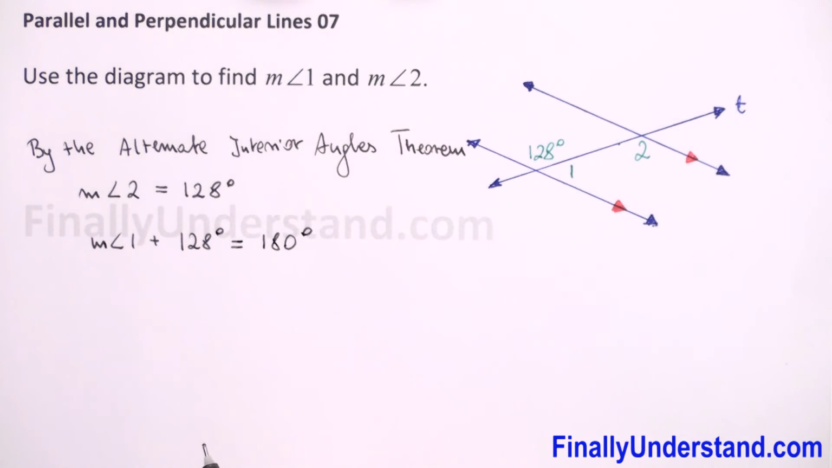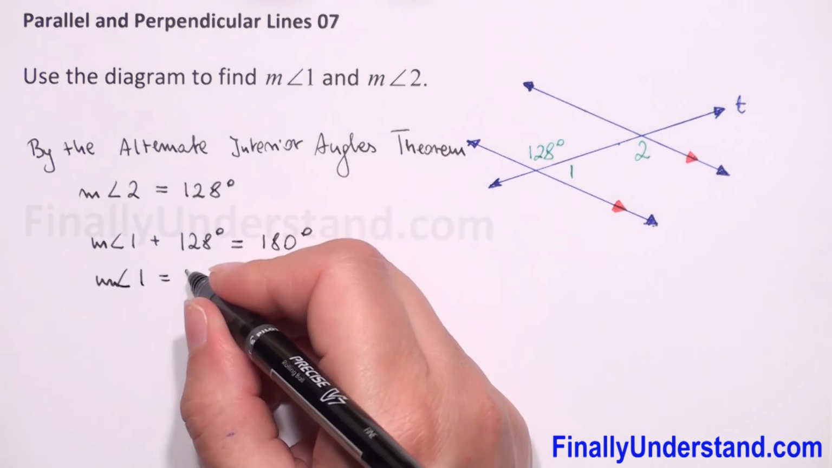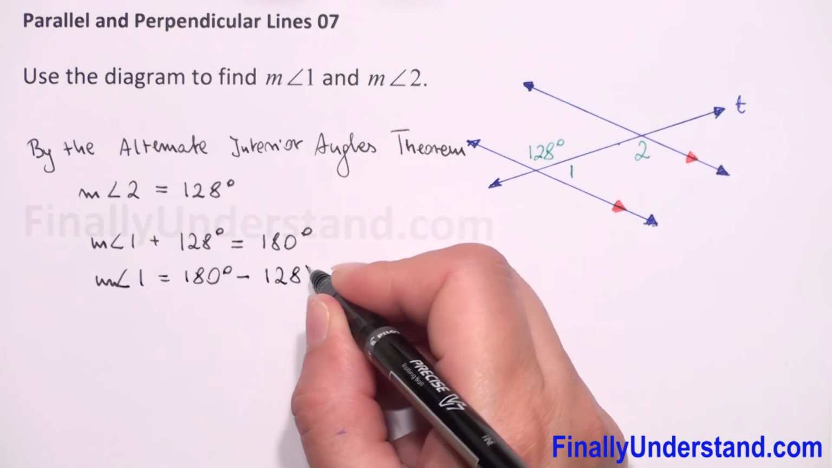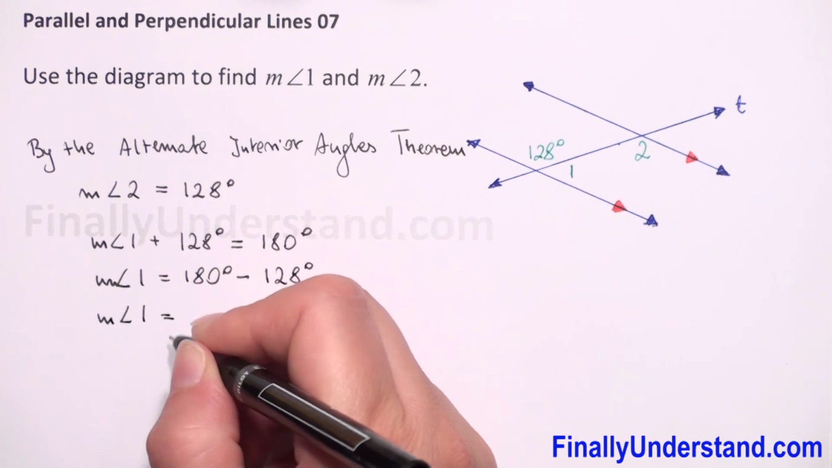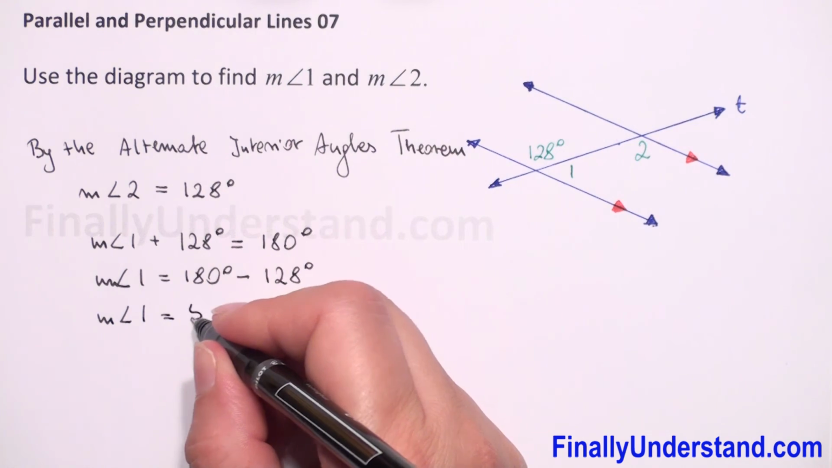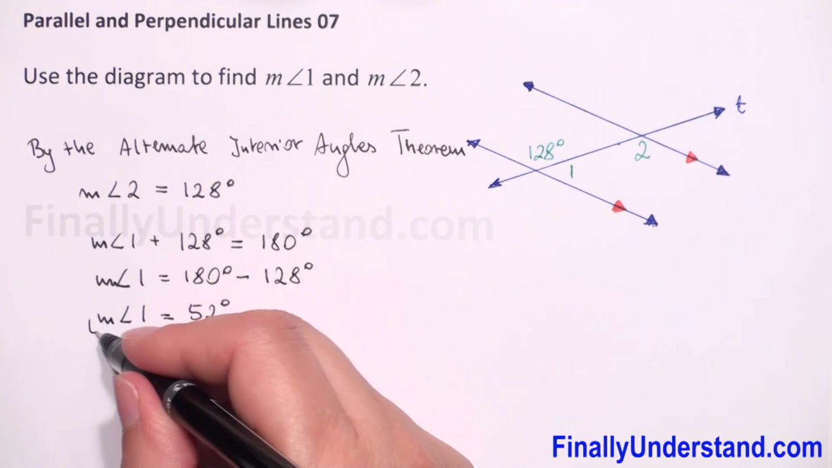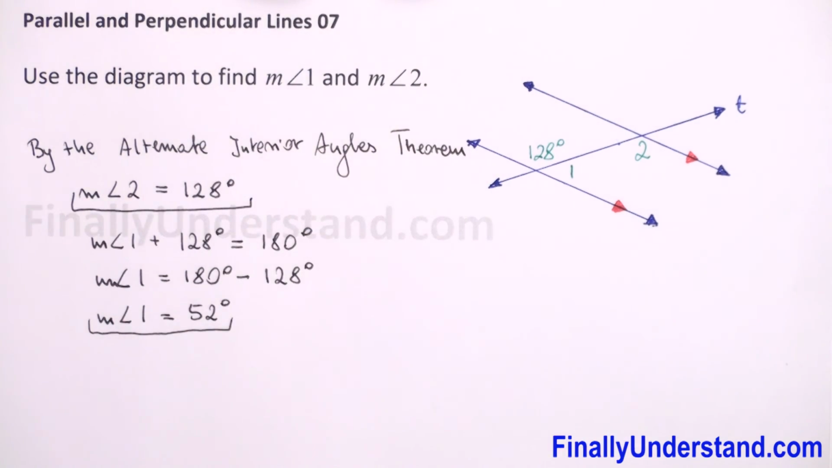We have supplementary angles, so we have that the measure of angle 1 is 180 degrees minus 128 degrees. So the measure of angle 1 is equal to 52 degrees. So this is my solution. We found the measure of angle 2 and the measure of angle 1.